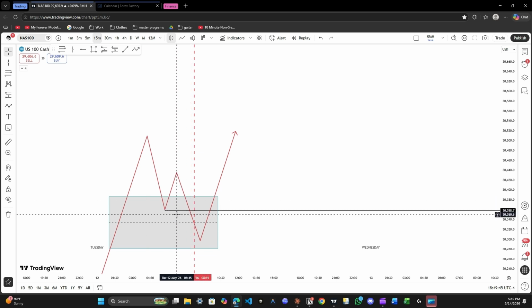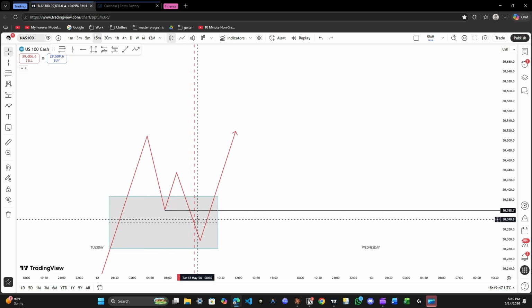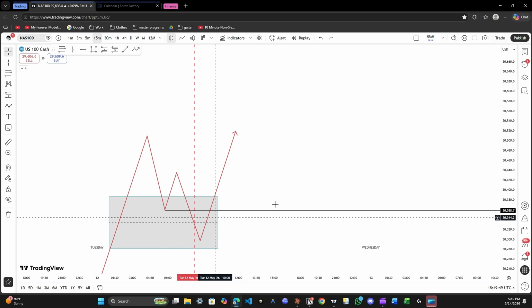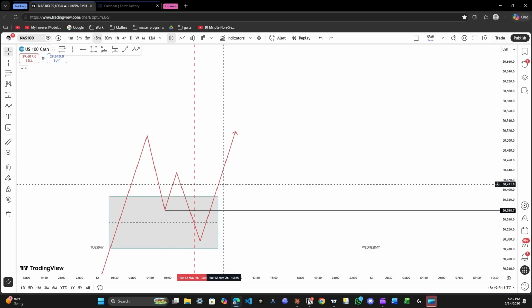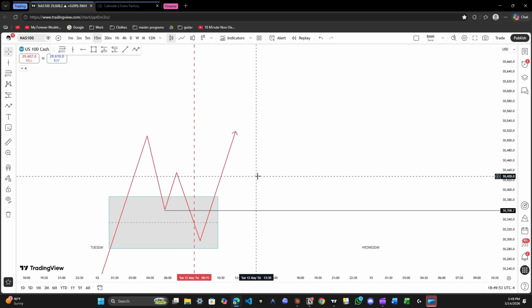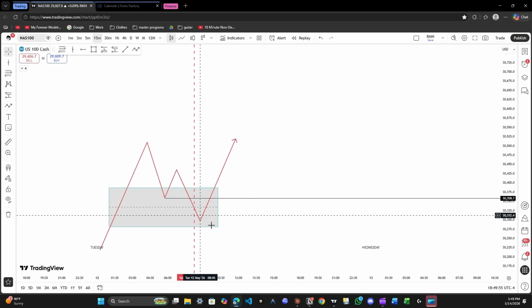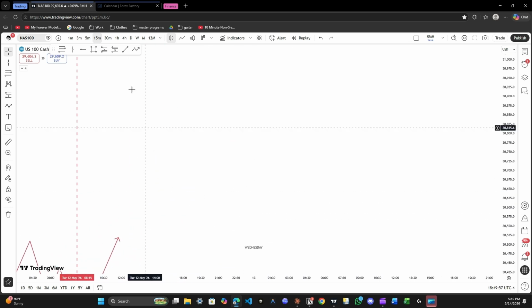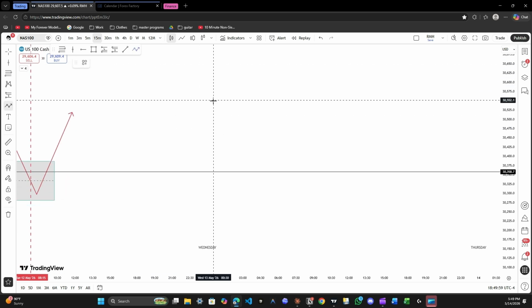And with that fair value gap, we want to see that get inverted. Not only do we want to see it get inverted, but we also want to see price close above a previous order block, a change in the state of delivery. So imagine this on the lower time frame, right here. I'll draw it out right here. Bam, bam, bam.